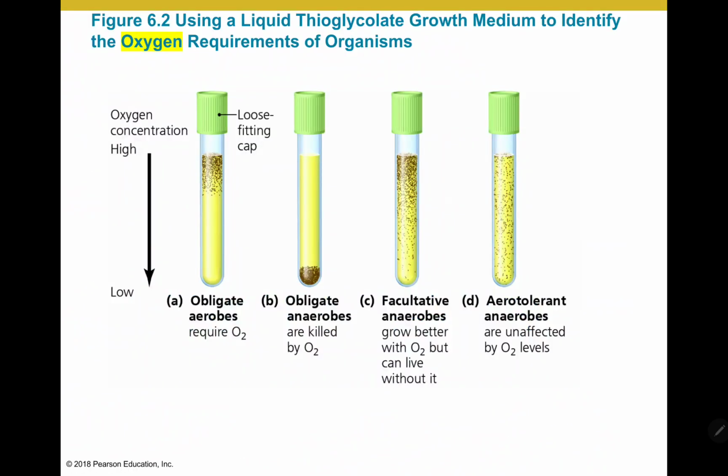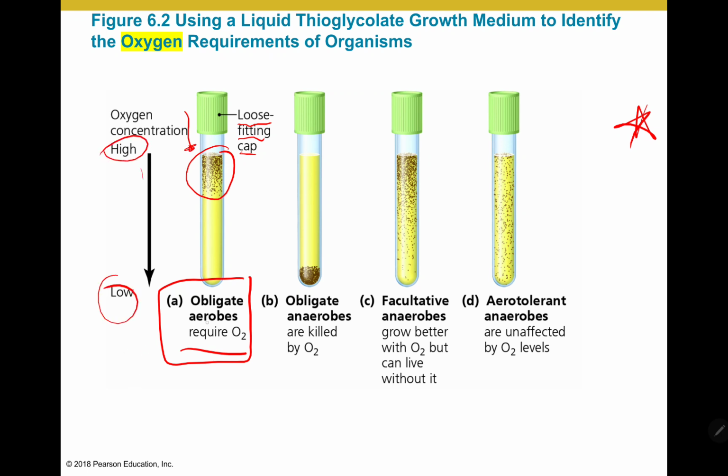So some organisms require oxygen. Some organisms, in the presence of oxygen, will die. An obligate aerobe requires oxygen. Try to remember what this image will look like, in case you want to recall it. Obligate aerobes, you're going to find them closer to the top. Notice this top is a loosely fitting cap, so oxygen is up here. It's high oxygen up here, low oxygen down there. Obligate aerobes require oxygen, so you're going to find them where the oxygen is.